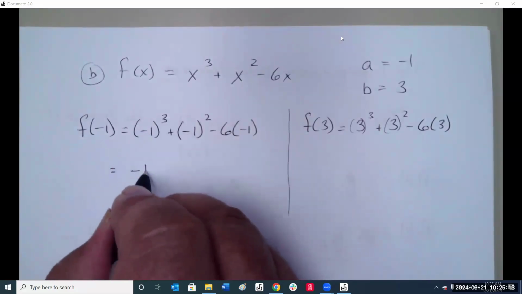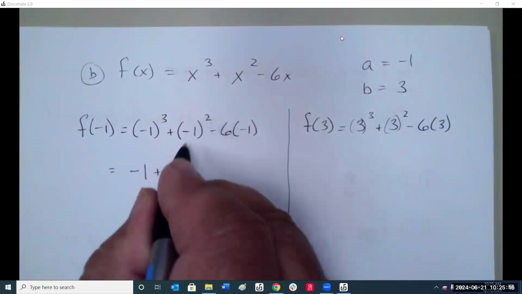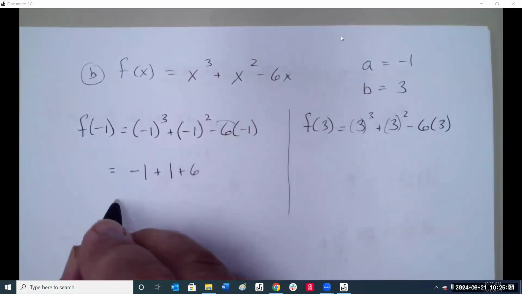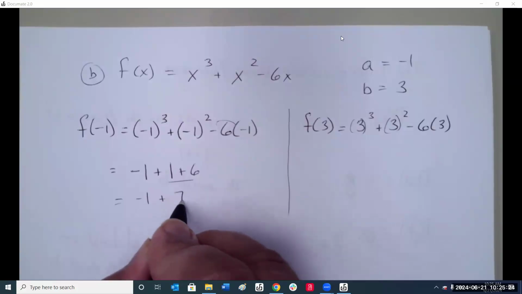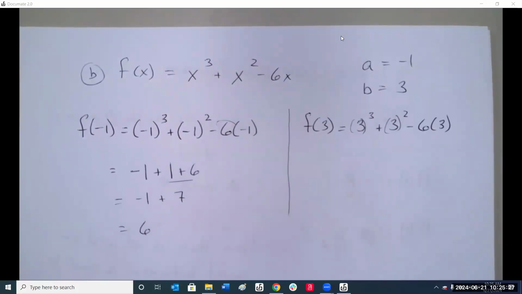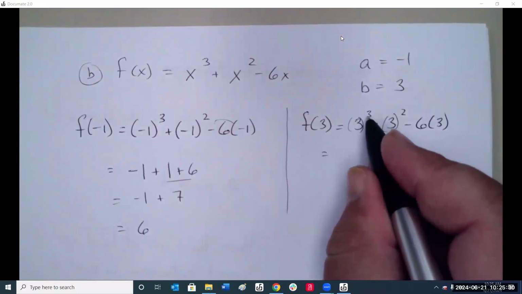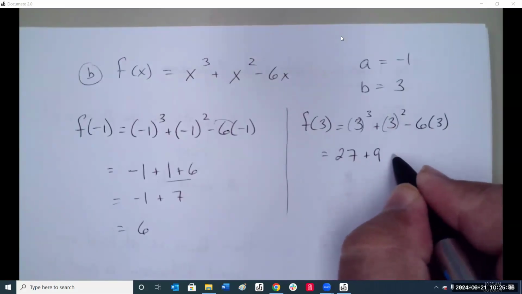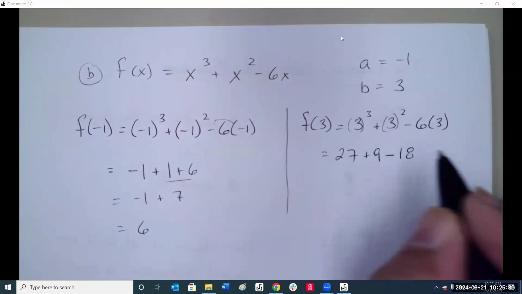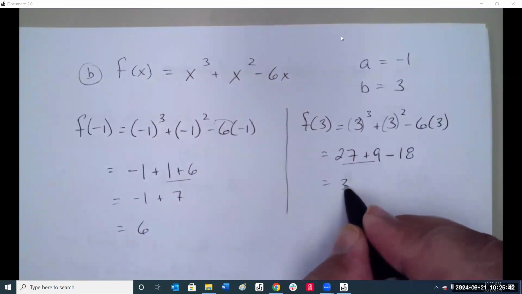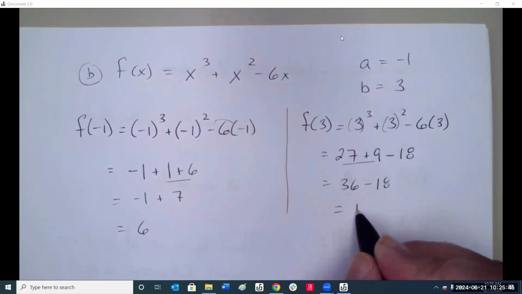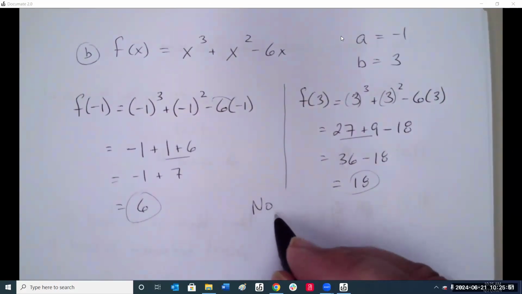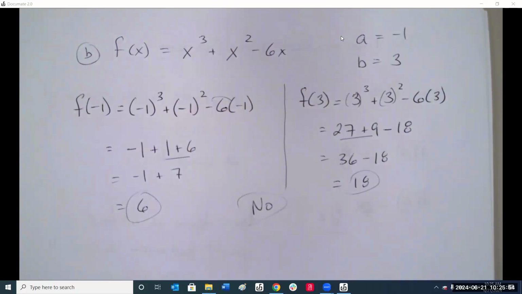So -1 cubed is -1. -1 squared is +1. 6 negative is positive. -1 plus 7 is 6. 3 cubed is 27. 3 squared is 9, minus 18. 36 minus 18 is 18. They're both positive. So no, we can't tell if there's an x-intercept.